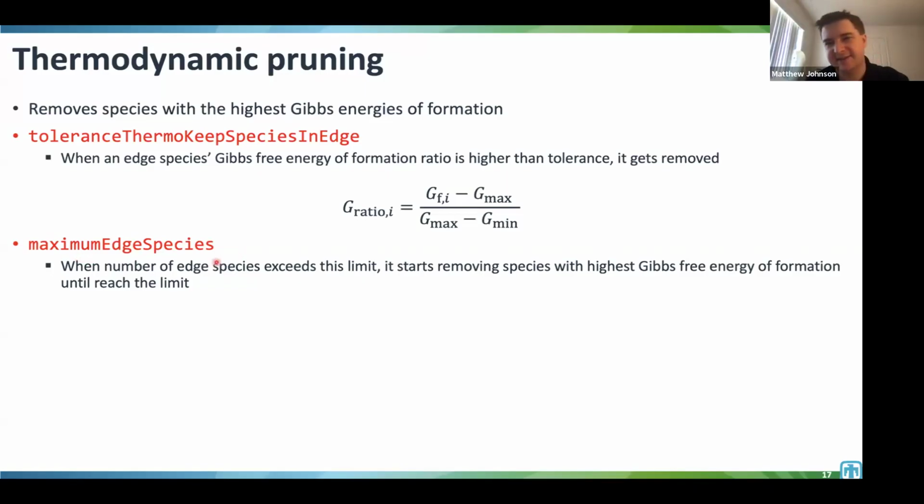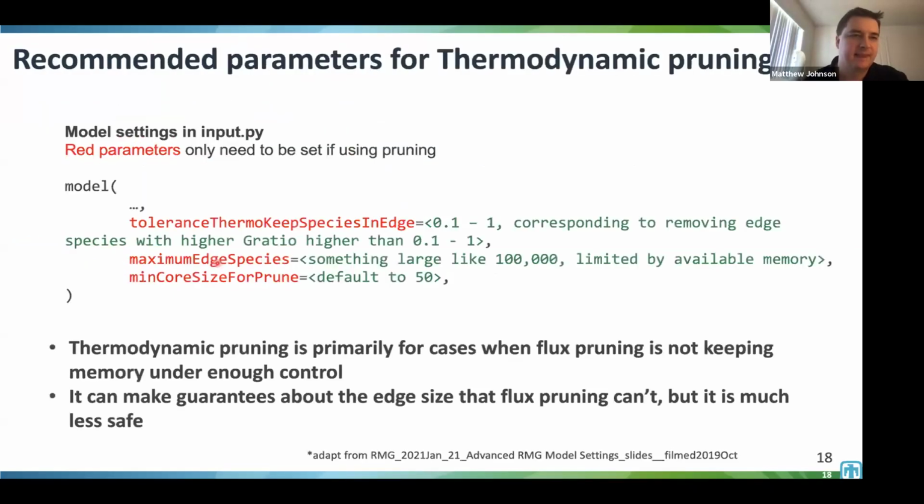And also maximum edge species is maintained in this manner. Usually 0.1 to 1 is the range of parameters you might use for this. And then the other parameters are mostly the same as the other pruning.